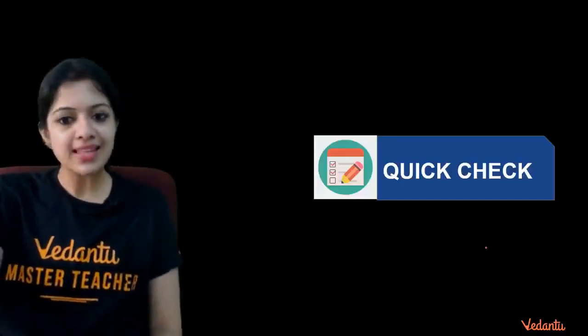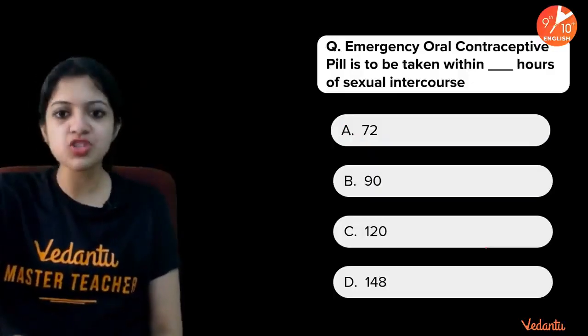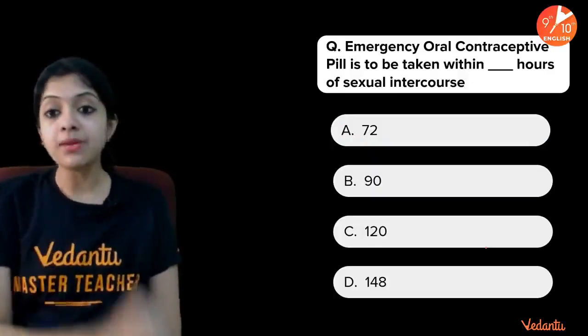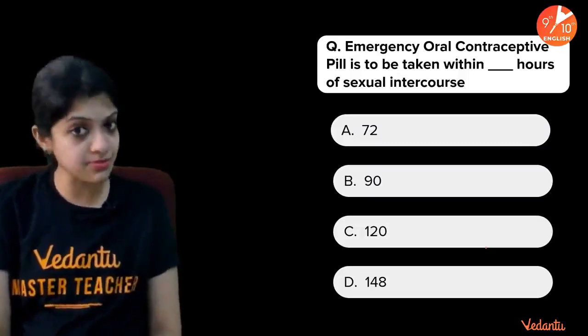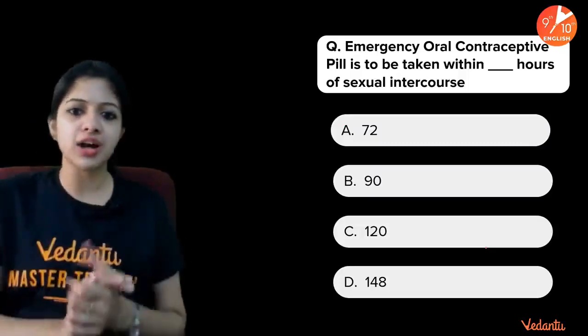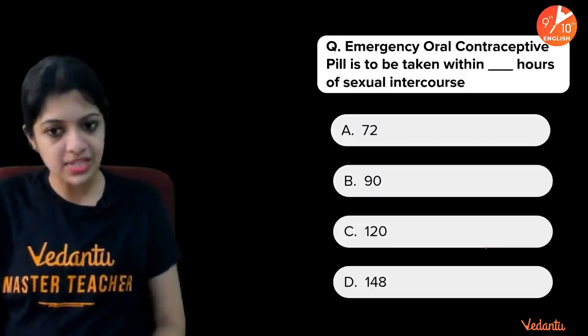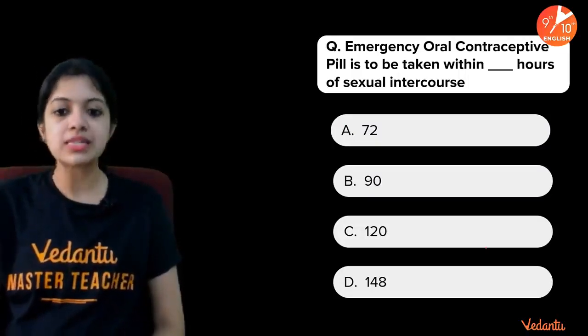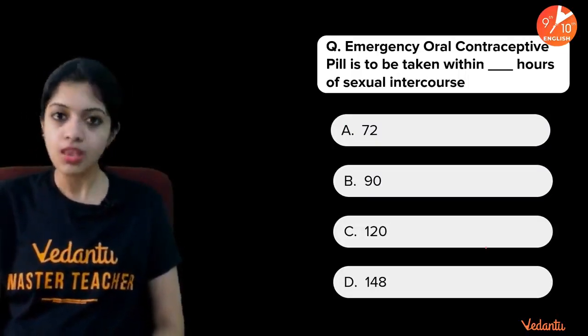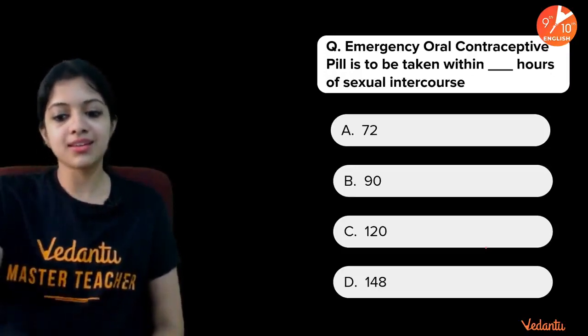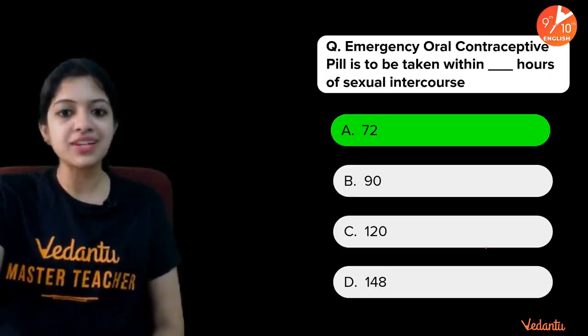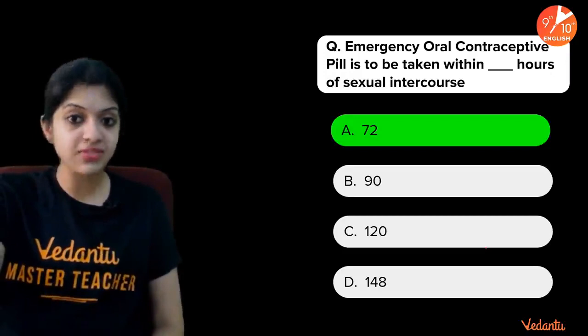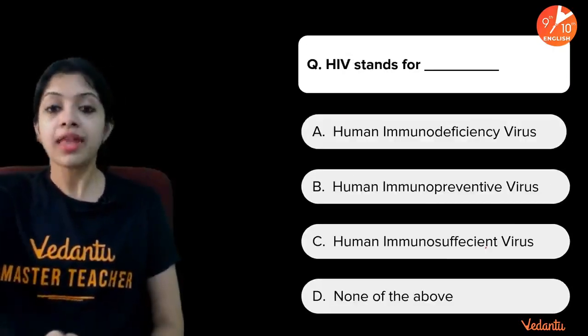Okay, so let's answer quickly a couple of questions more before we end. Emergency oral contraceptive pill is to be taken within dash hours of sexual intercourse. 72, 90, 120, 148. And your time is up. The answer is 72. Yes, 72 hours of sexual intercourse.